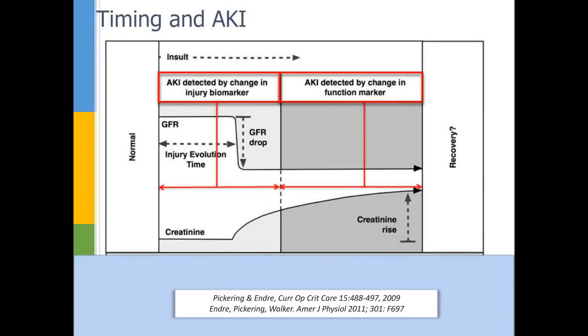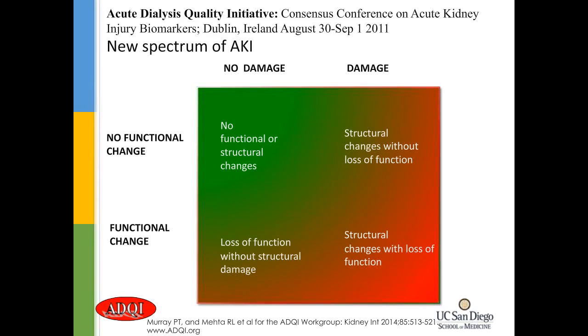And what this cartoon is demonstrating here is that if you were able to use a biomarker to detect the early phase before creatinine has risen, this gives you an opportunity to know if damage has occurred or not and what the relationship is. So a few years ago, we had an ADQI consensus conference, and we came up with this matrix. If you were to use a functional and a damage marker together, you might be able then to classify patients into one of these four boxes at any given time point.